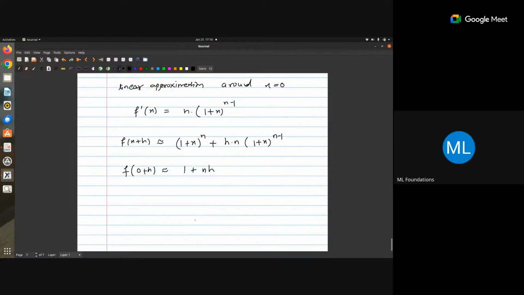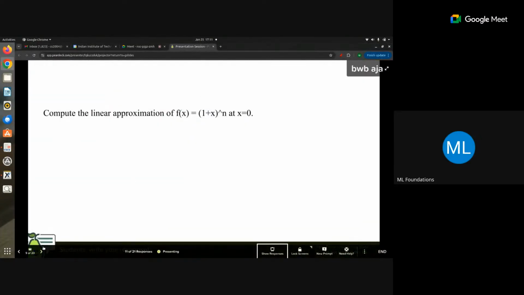So your approximation, I think it is called L star in the class. It is 1 plus n h. This is the linear approximation around x equals 0. So this should be your correct answer. Okay, let's move forward.